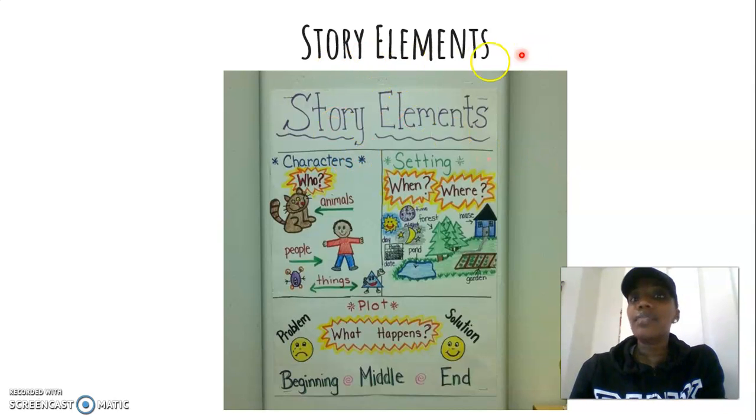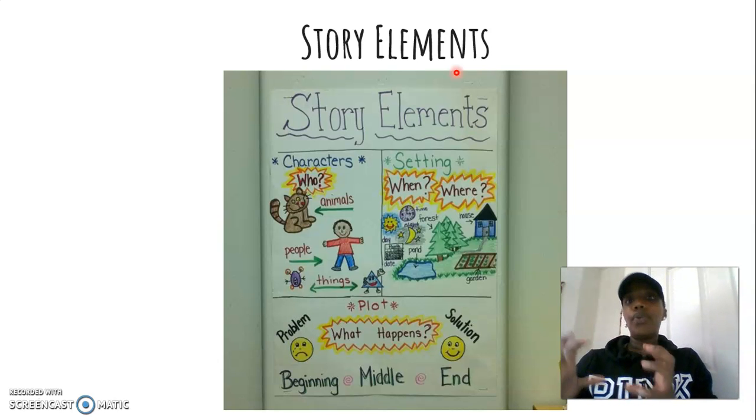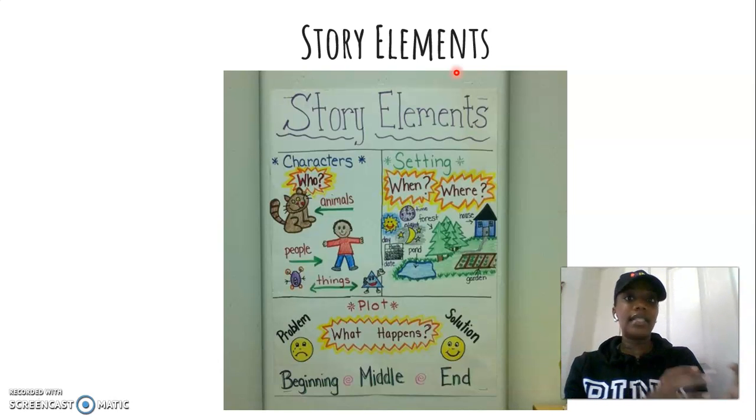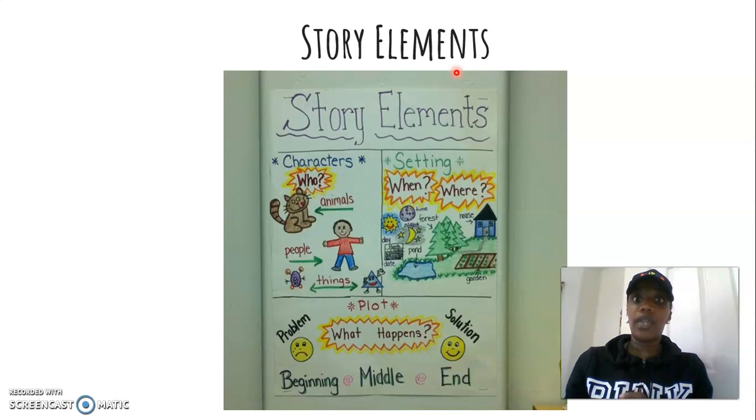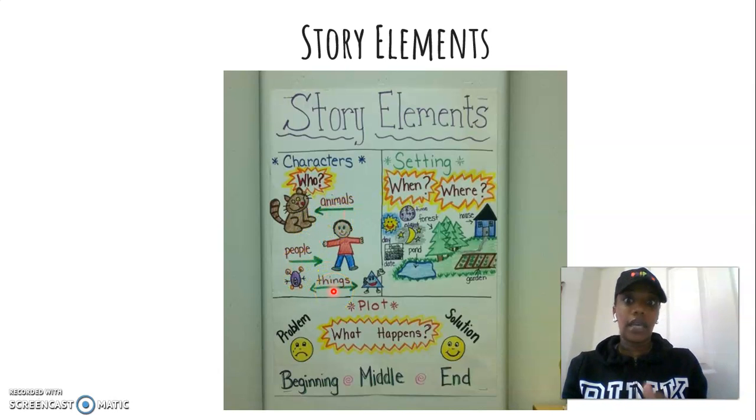All right, so here are some story elements. The story elements are just areas where you want to make sure you have these things inside of your writing, right? You want to make sure, one, you have a character. Okay, you need to have a character in your story so that people know exactly who you're talking about, whether it is an animal or animals, people, or things. You need to have characters.